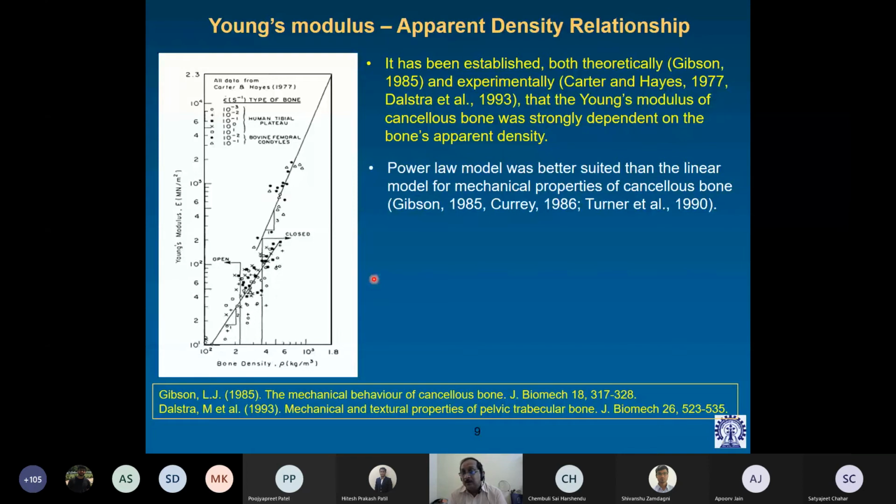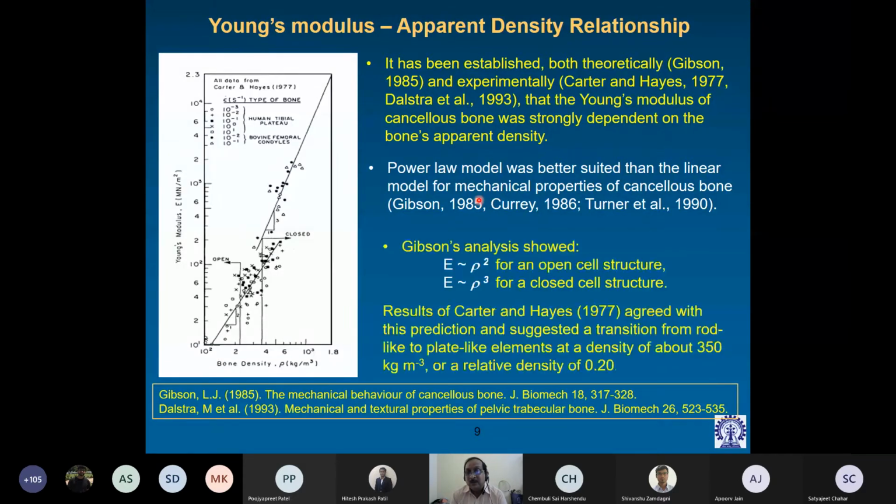And the power law model was better suited than the linear model for characterizing the mechanical property of cancellous bone. So these two were the major conclusions of our years of rigorous study on the behavior of cancellous bone.